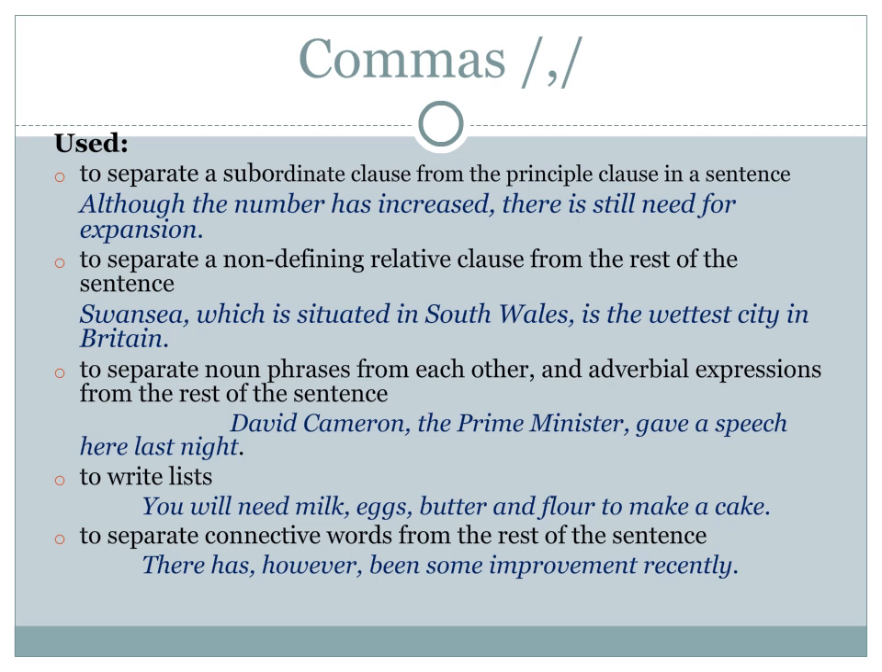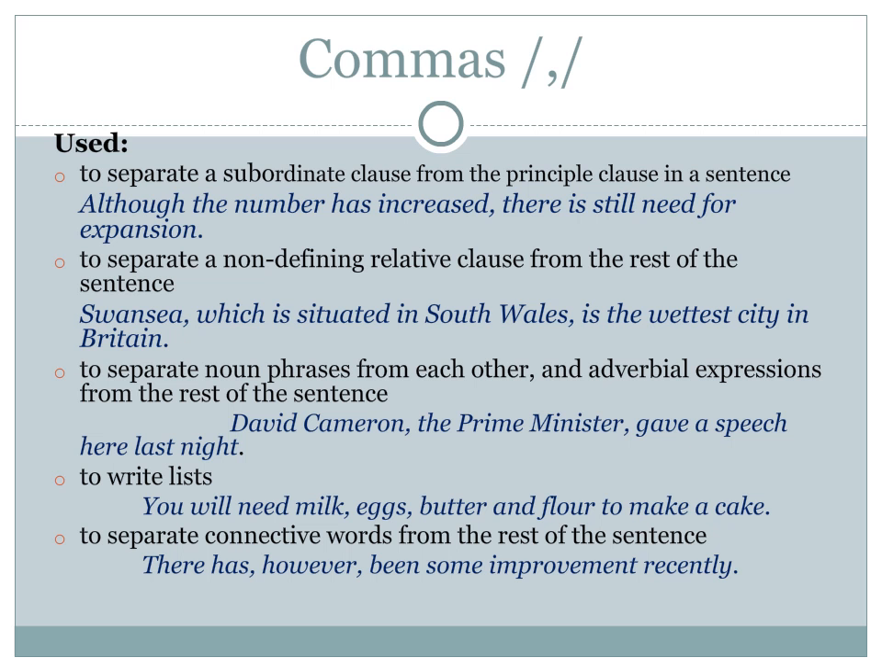Commas are also used to separate a non-defining relative clause from the rest of the sentence. A non-defining relative clause is something that gives you extra information about what you're talking about, but the sentence would still make sense without it. So for example, Swansea, which is situated in South Wales, is the wettest city in Britain. That sentence would also make sense if you just said Swansea is the wettest city in Britain. So in this case the commas are acting like brackets, bracketing that extra information there.